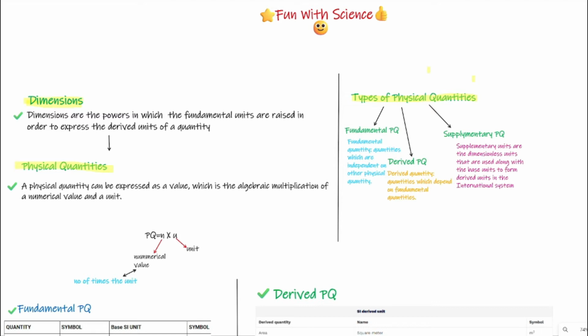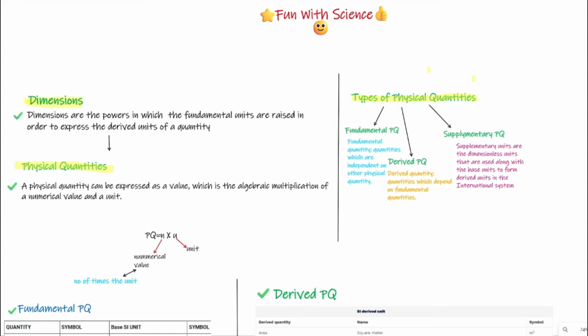What are physical quantities? A physical quantity can be expressed as a value which is the algebraic multiplication of a numerical value and a unit. The formula of the physical quantity is PQ equal to n into u, where n represents the numerical value and u represents the unit. Here the numerical value says the number of times the unit is to be multiplied.